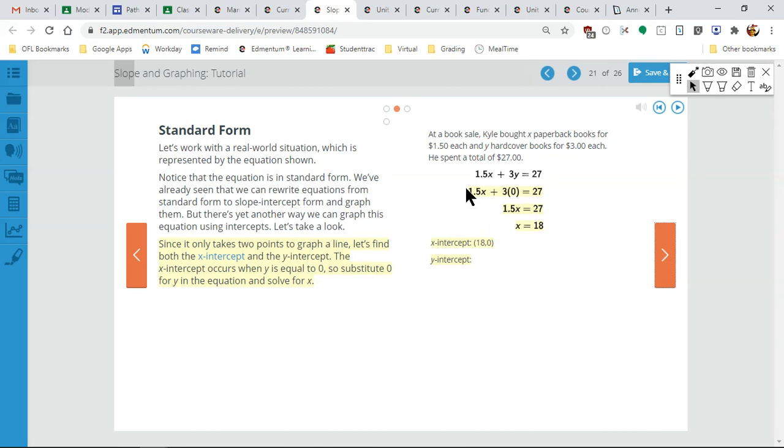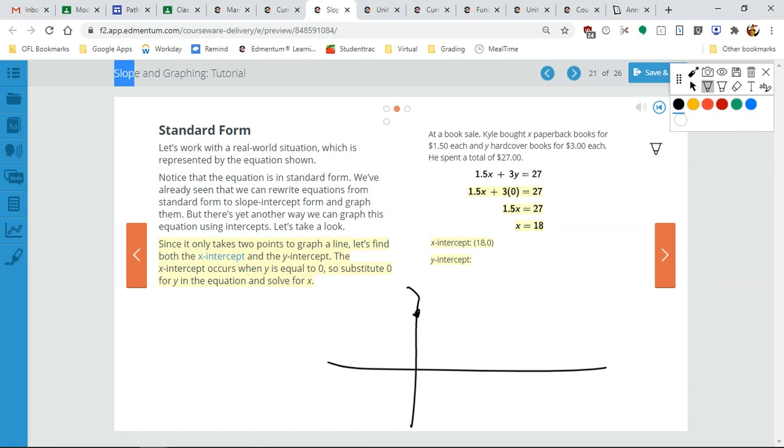So what we do is they're going to plug in 0 for y and they get a y-intercept. So I don't know why they're doing it this way. When they have standard equations, what they like doing is, let's solve for where it crosses the x-axis. Let's solve for where it crosses the y-axis. So the maximum number of books they could buy for paperback is 18.